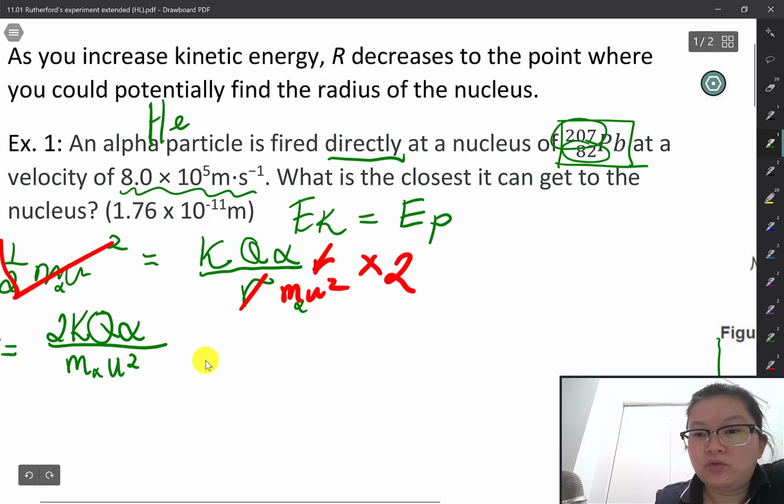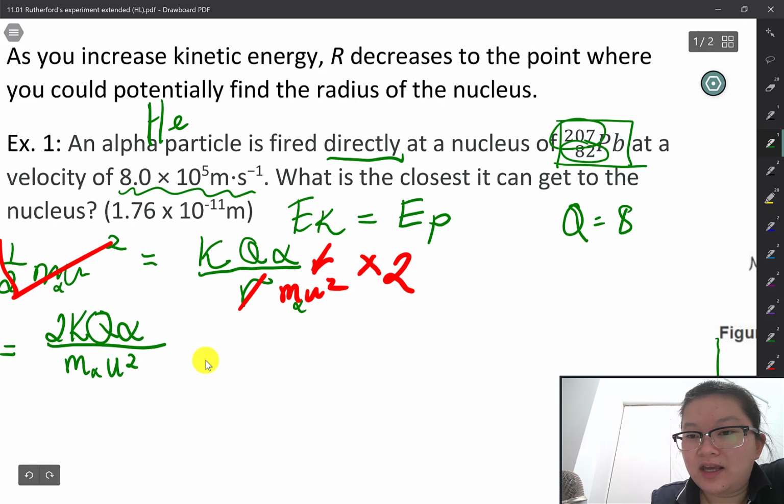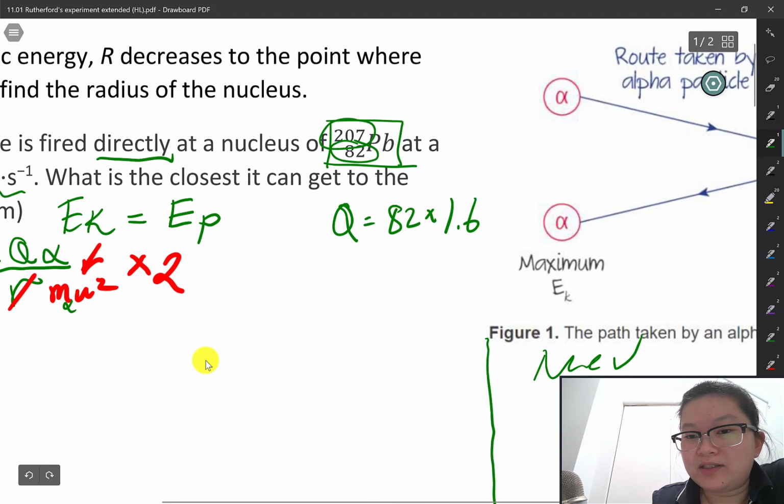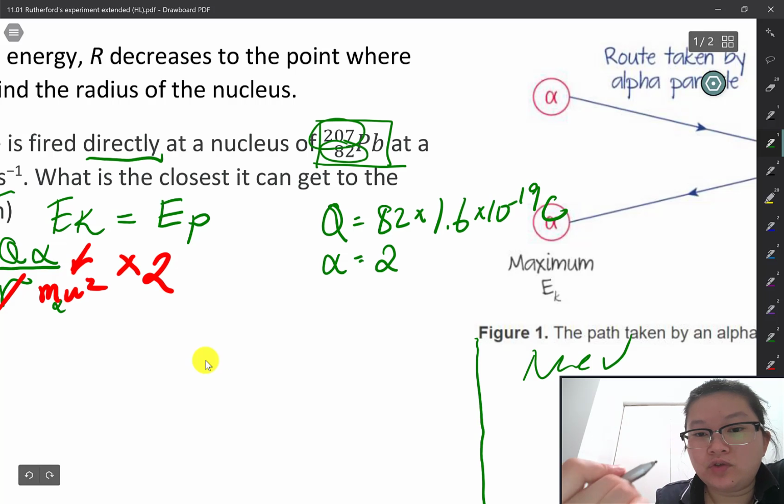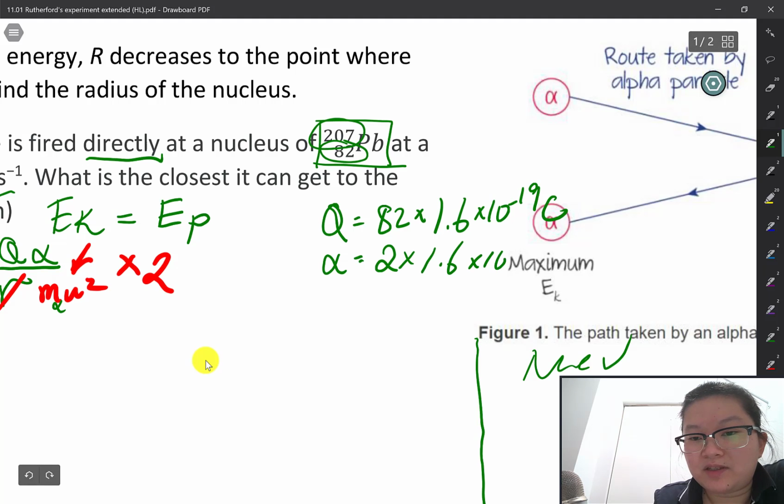So Q is going to give us 82 protons times the elementary charge, which is 1.6 times 10 to the power of negative 19 coulombs. For the alpha particle, which is a helium nucleus, essentially 2 protons and 2 neutrons, so 2 protons, which is the positive charge, times 1.6 times 10 to the power of negative 19 coulombs again.